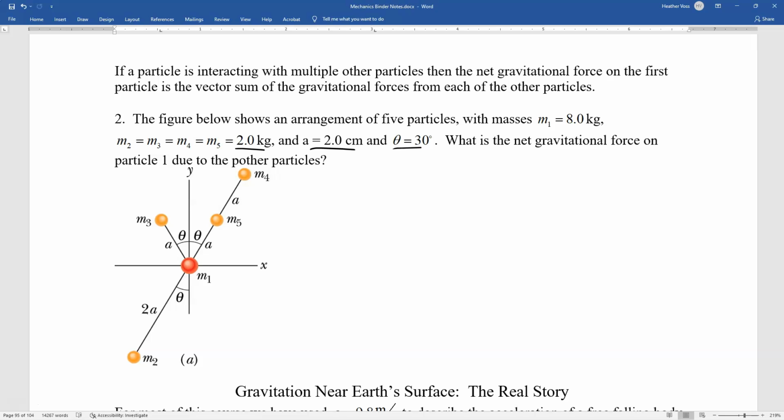And we want to figure out the net gravitational force on particle 1 due to the other particles. So what do we know? We are looking for the sum of all the forces. So that means we're looking for the force on 1 by 5, the force on 1 by 4, the force on 1 by 3, and the force on 1 by 2. So that is what we are looking at. And this is, of course, a vector quantity.